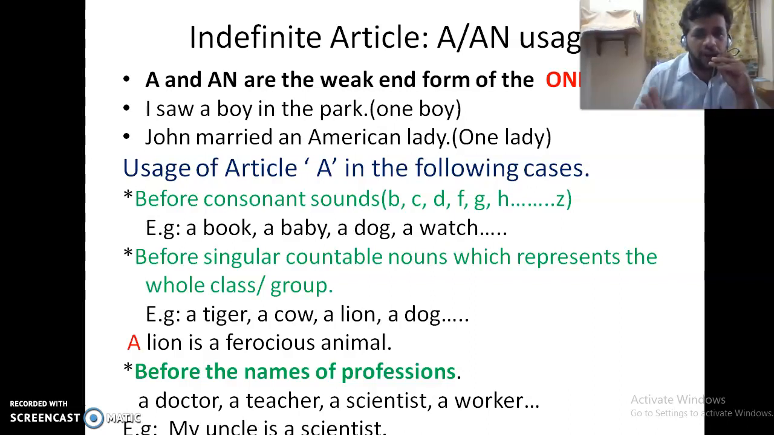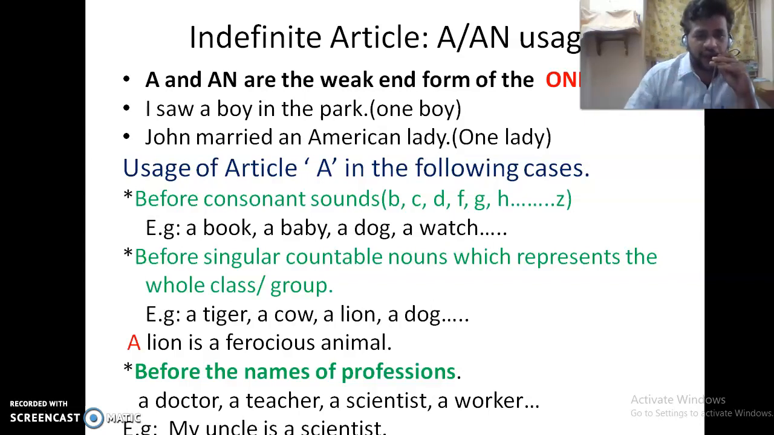Remaining 21 are consonants. Coming to this particular rule, A is used before the consonant sounds, for example a book, a boy, a dog, a watch. B is a consonant sound. Baby, consonant sound. Dog starts with the consonant sound. Watch starts with W, a consonant sound. So all these are consonant sounds, and we use the article A before them only.